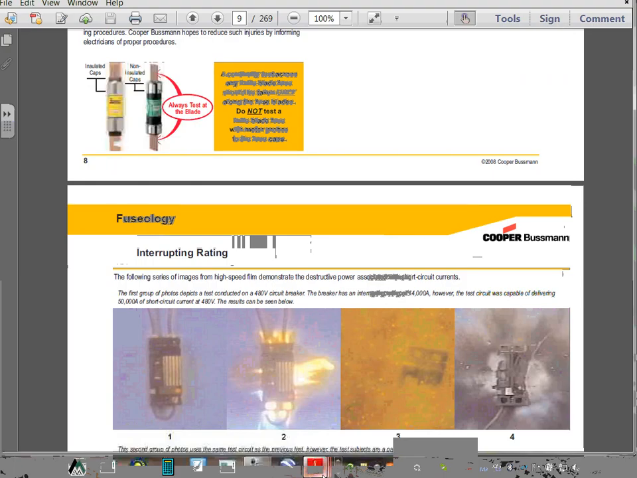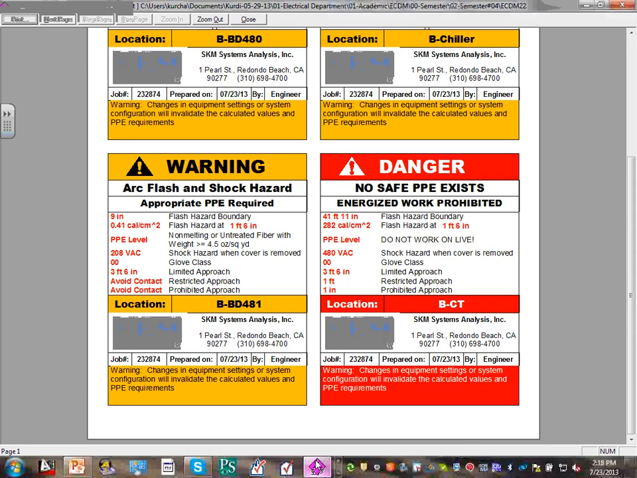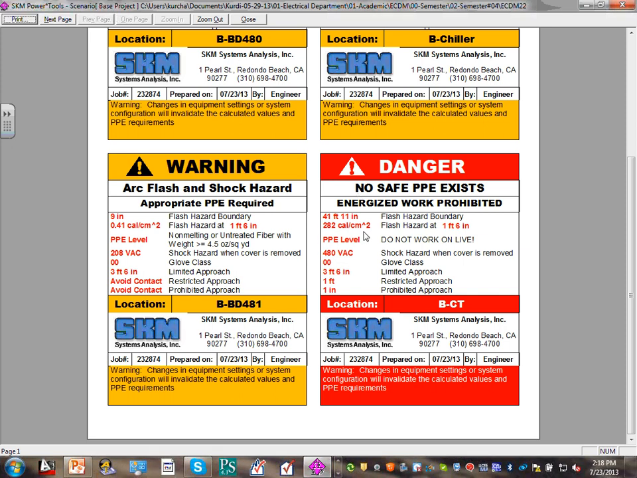And if you guys remember the CT cabinet, I bring my cables into the CT cabinet. So to work on this, look at the flash hazard boundaries, 41 feet, because there is no current limiting fuse or non-current limiting fuse between the CT cabinet and the transformer that I know of. The flash hazard, look at that, 282 calories per centimeter squared.